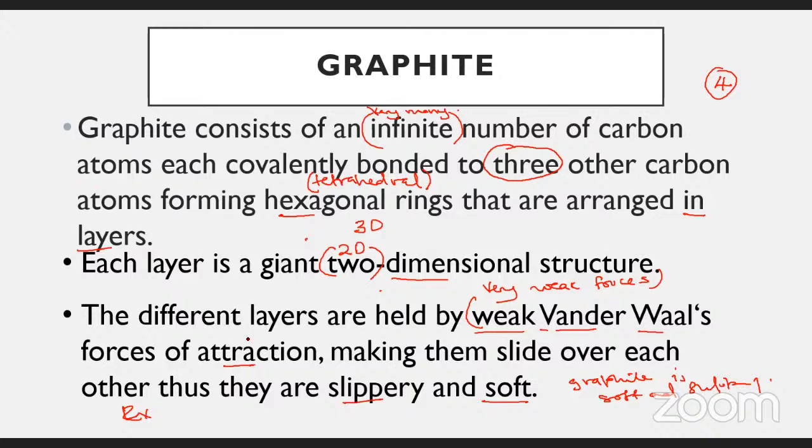At times they can ask you to explain why graphite is soft. So you have to come and say that the different layers in graphite are held by weak van der Waals forces of attraction, which make them slide over each other. That is how we can explain why graphite is soft and slippery, if the question comes like that.